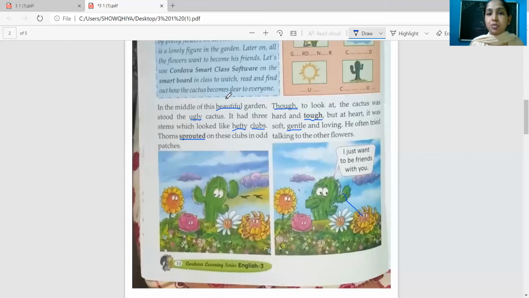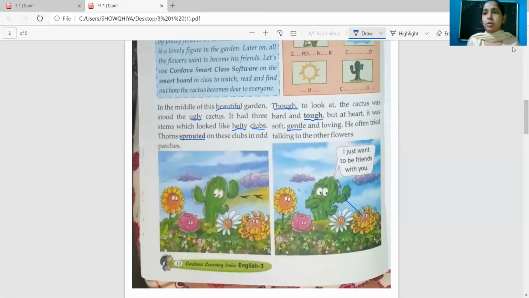In the middle of this beautiful garden stood the ugly cactus. It had three stems which looked like hefty clubs. Thorns sprouted on these clubs in odd patches. Though to look at, the cactus was hard and tough, but at heart, it was soft, gentle, and loving. He often tried talking to the other flowers. So here, I'm going to explain to you, children. Actually it is a story of the cactus.